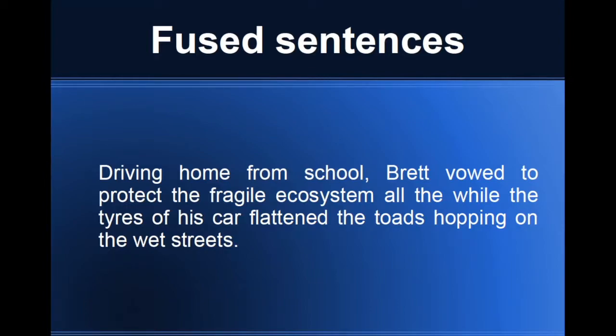Driving home from school, Brett vowed to protect the fragile ecosystem all the while the tyres of his car flattened the toads hopping on the wet streets. Obviously, that doesn't sound right if you read it aloud, as it should be read with no pause whatsoever after ecosystem and before all. So you need something to separate the parts here, because all the while could be the start of a new sentence.